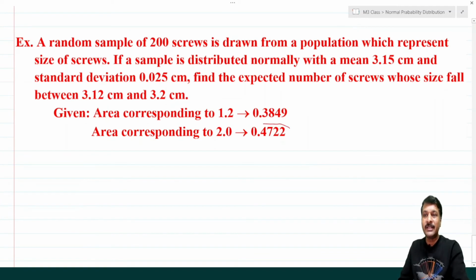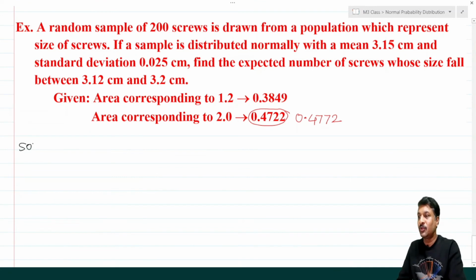Actually here is the printing mistake. Actually this area is 0.4772. But in exam, it is supposed to be a print mistake. So whatever the value is given, you have to consider the same. Here we are doing a practice, that is why I am taking the correct value. But again I repeat it, whatever the value given in exam or in question paper, same value you have to use in calculation.